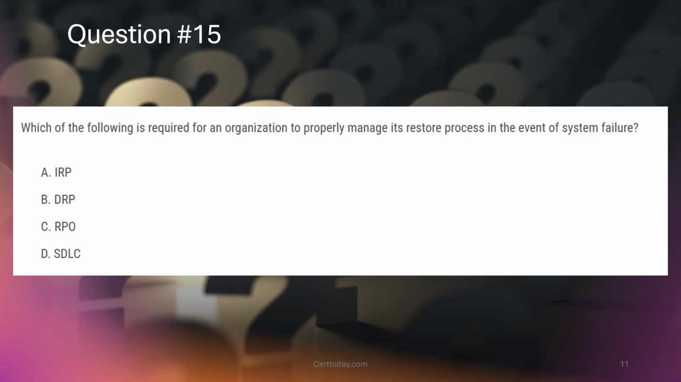Question 15. Which of the following is required for an organization to properly manage its restore process in the event of a system failure? A, IRP, B, DRP, C, RPO, or D, SDLC?